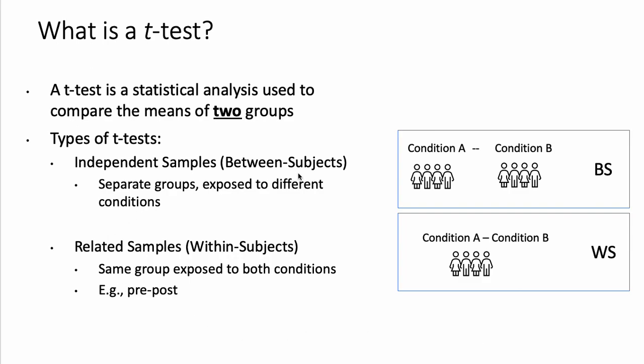So you have your between subjects t-test. This is where you have two separate groups of participants, one being exposed to condition A and the other being exposed to condition B. And you compare the means of some sort of outcome between these two groups, hoping that the effects of one of the conditions is changing the outcome. And within subjects is you have one group of participants and they're exposed to both conditions. So condition A and then condition B, and you compare the difference between condition A and condition B. So it's a statistical analysis where we're comparing the means of two different groups.